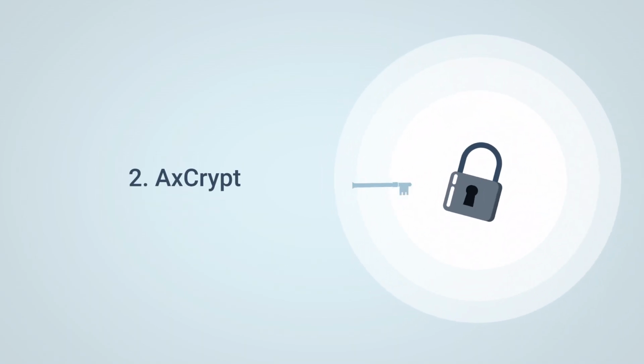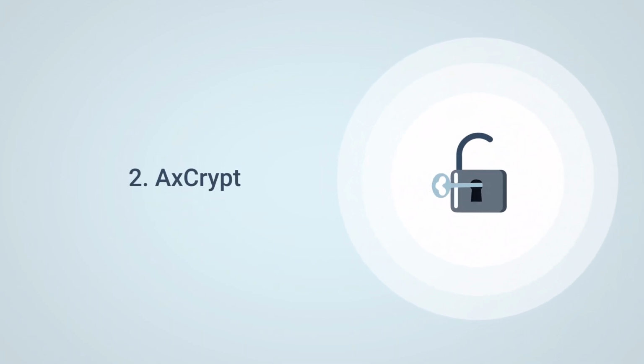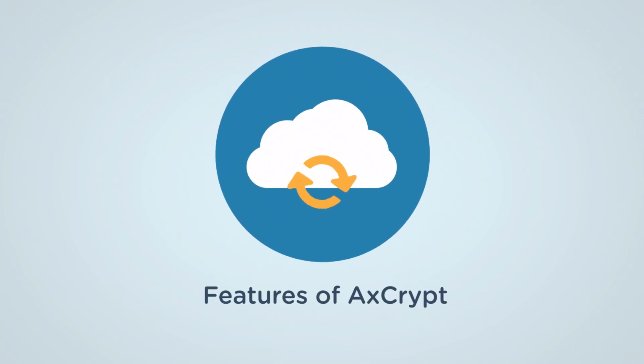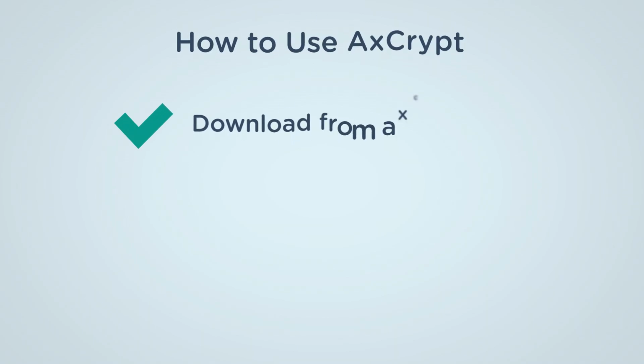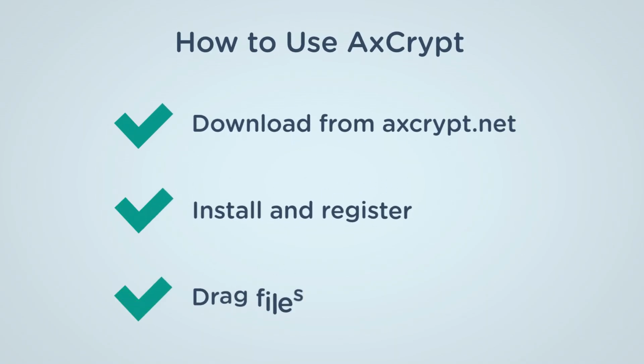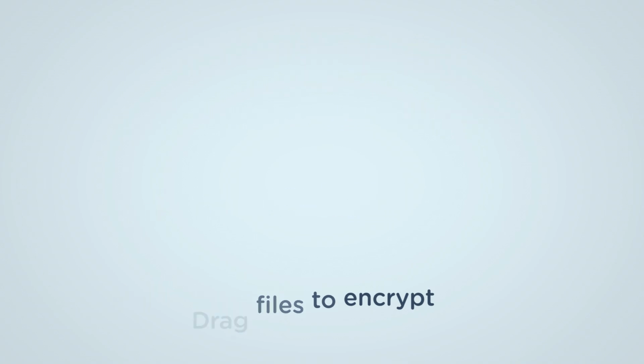Next is AxCrypt, a user-friendly tool perfect for encrypting files on the go with strong AES 256 encryption. AxCrypt integrates with cloud storage platforms and is available on multiple operating systems. To use AxCrypt, download it from axcrypt.net, install and drag files into the AxCrypt window to encrypt them.